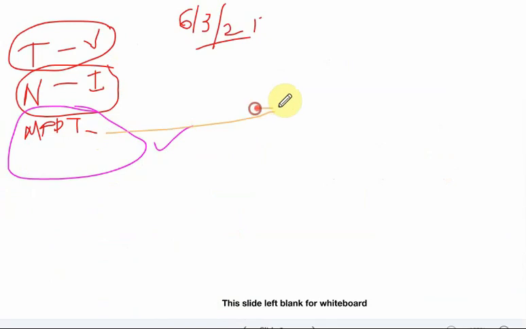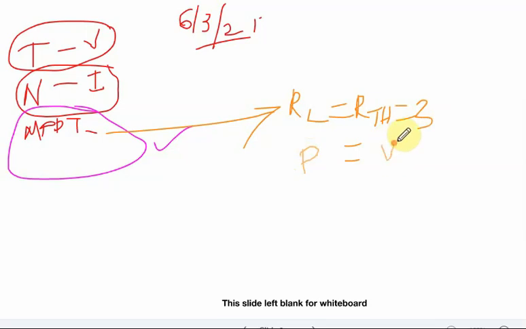In the maximum power transfer method, when the problem is given, RL is never given, so RL is equal to RTH. If RTH is 3, then RL is also 3. And find out the maximum power: V squared, that means VTH, which you have from your last step number 3, VTH squared divided by 4 into RL. Substitute, and then you will get the maximum power.